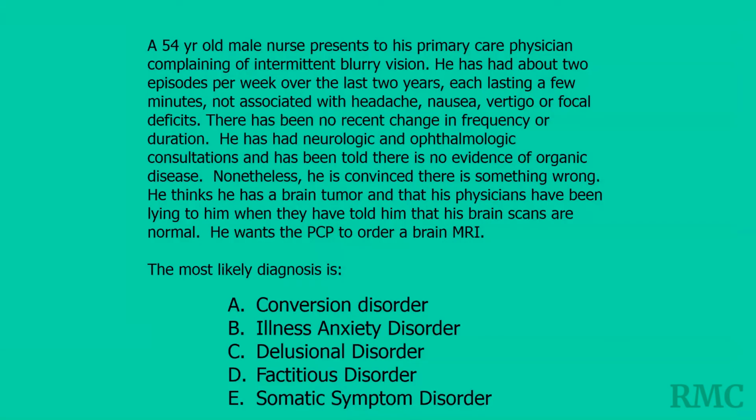A 54-year-old nurse presents to his primary care doc with intermittent blurry vision. He's had about 2 episodes per week over the last 2 years, each lasting a few minutes. There's no headache, nausea, vertigo, or focal deficits. No recent change in frequency or duration. He's had all kinds of evaluations, but there's no evidence of disease. But he's convinced there's something wrong. He thinks he has a brain tumor and that his physicians have been lying when they've told him that his brain scans are normal. He wants the doctor to order a brain MRI.